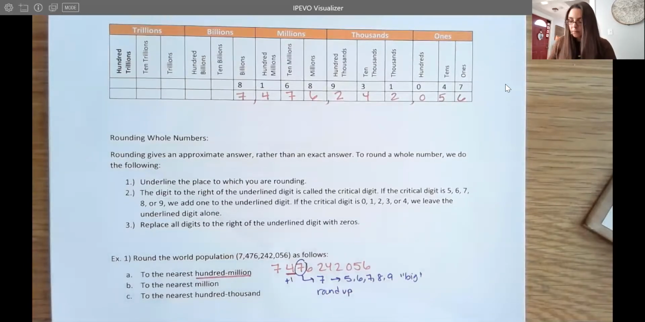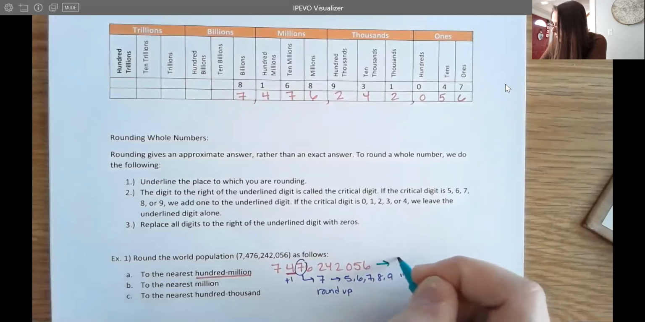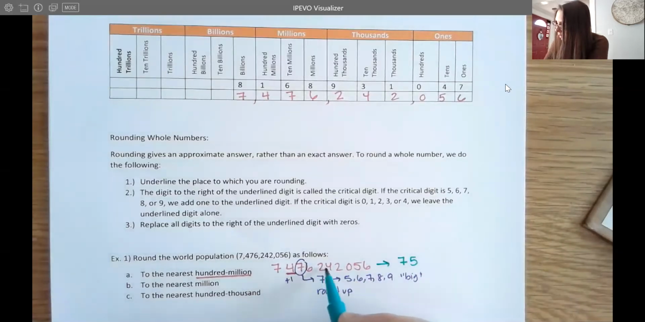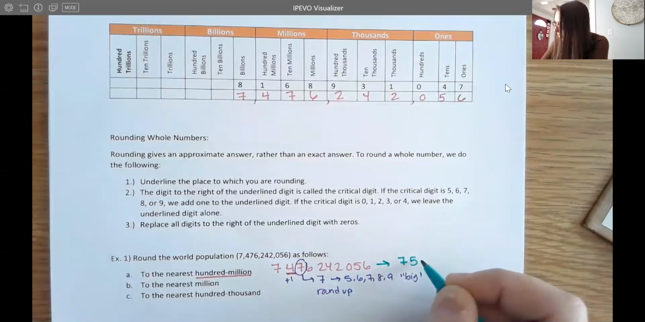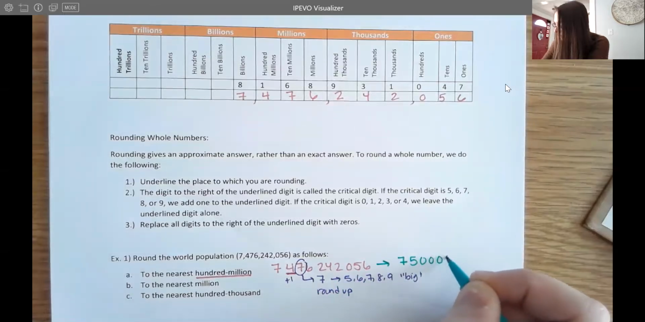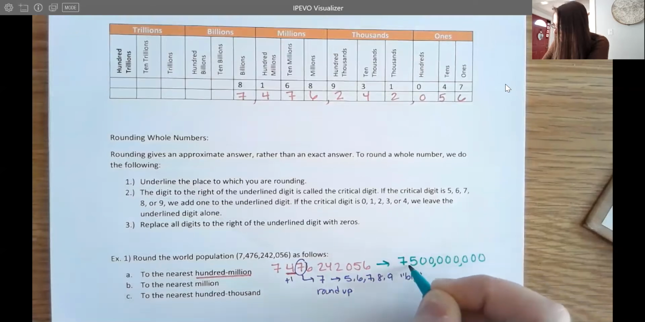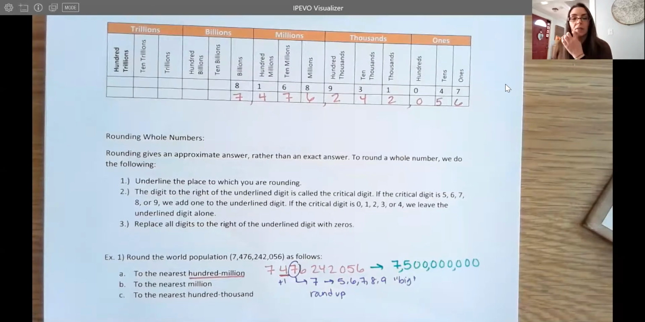So what our final answer is going to be then is going to be 7. 4 becomes a 5, and then I have 1, 2, 3, 4, 5, 6, 7, 8 zeros afterwards. So it's about 7 billion 500 million, right? Rounded. So let's do the same thing again.